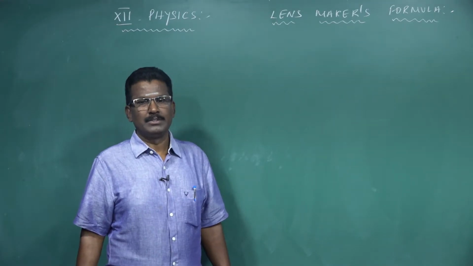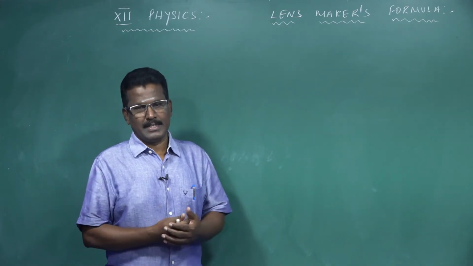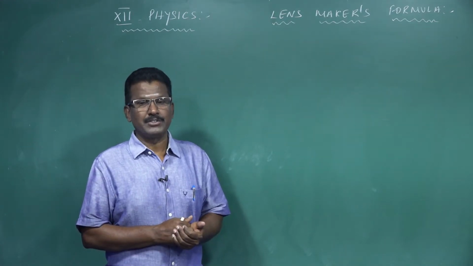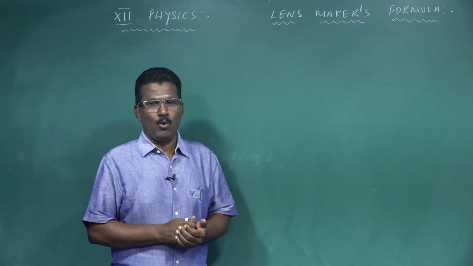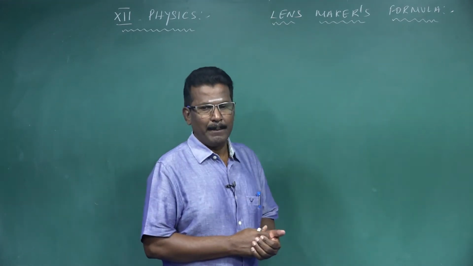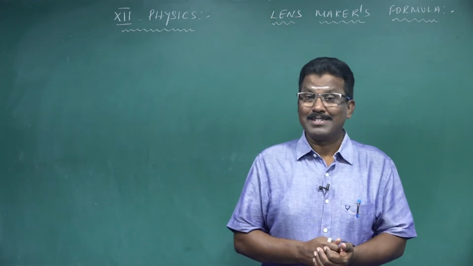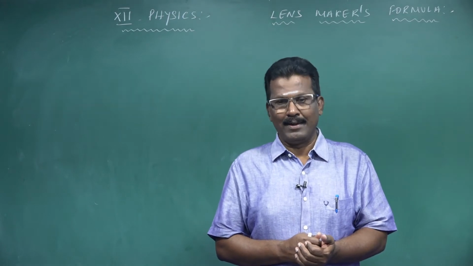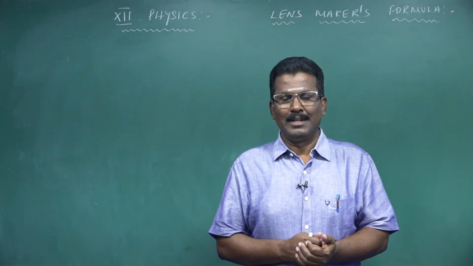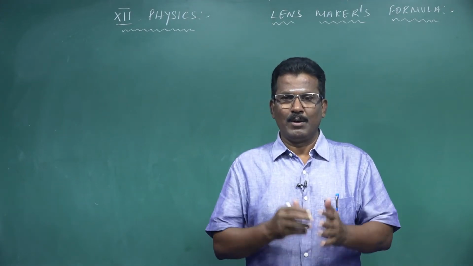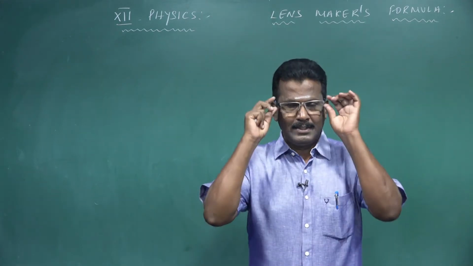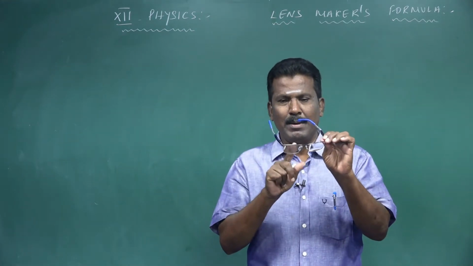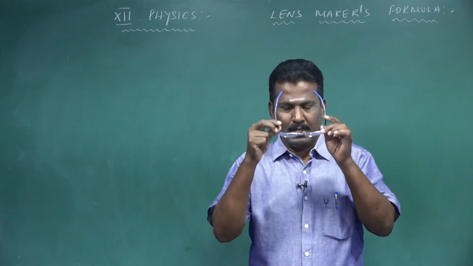Hello my dear students, in today's class we are going to discuss another topic of optics, the lens maker formula. How is a lens made, and what is the purpose of making a lens? A lens is only for focusing something. The eye lens is one such lens, and other lenses may be convex or concave.